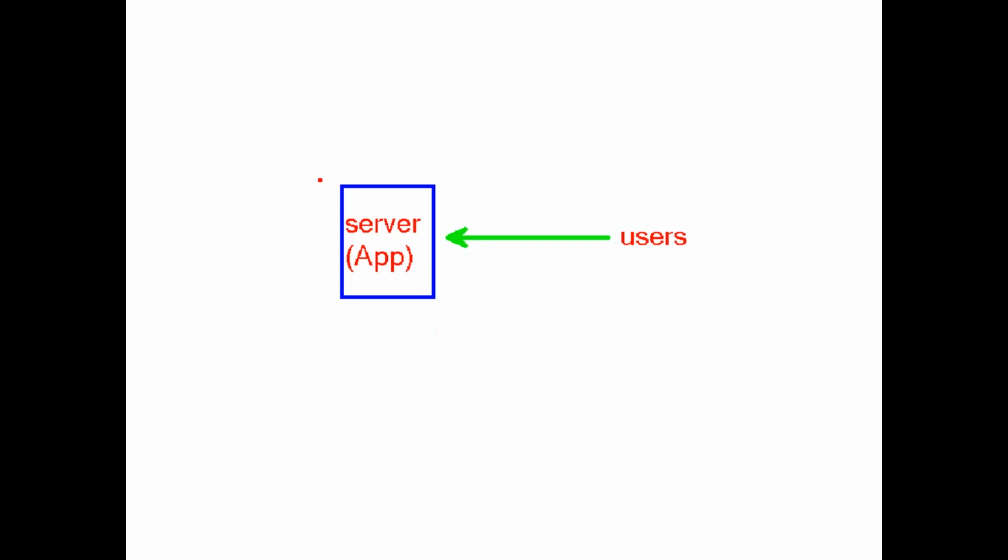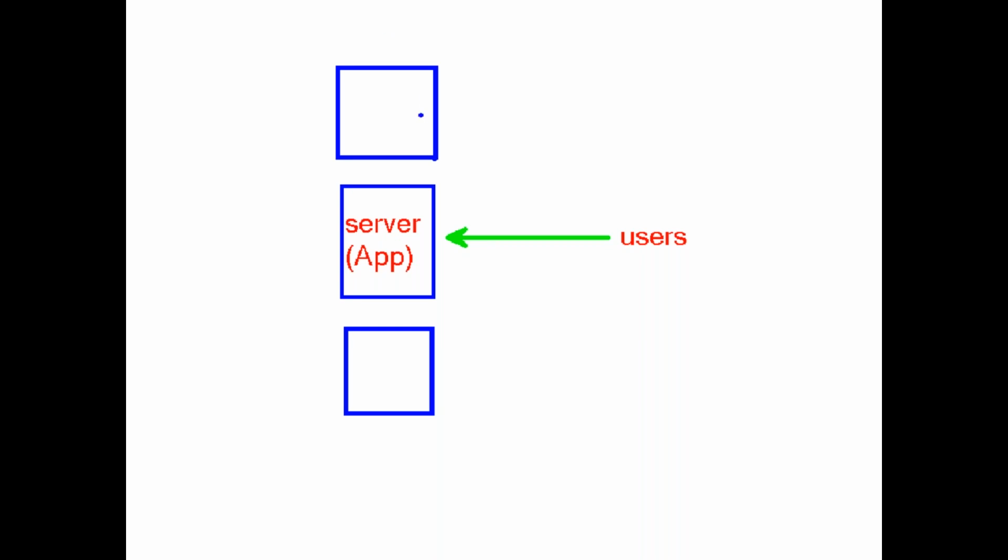Suppose you have a single server and multiple users send requests to this server. If the number of requests increases, what will happen? At a certain point, this server is going to crash. So to avoid this server crash, we can configure multiple servers. We can scale it. Instead of one server, I'll take multiple servers.